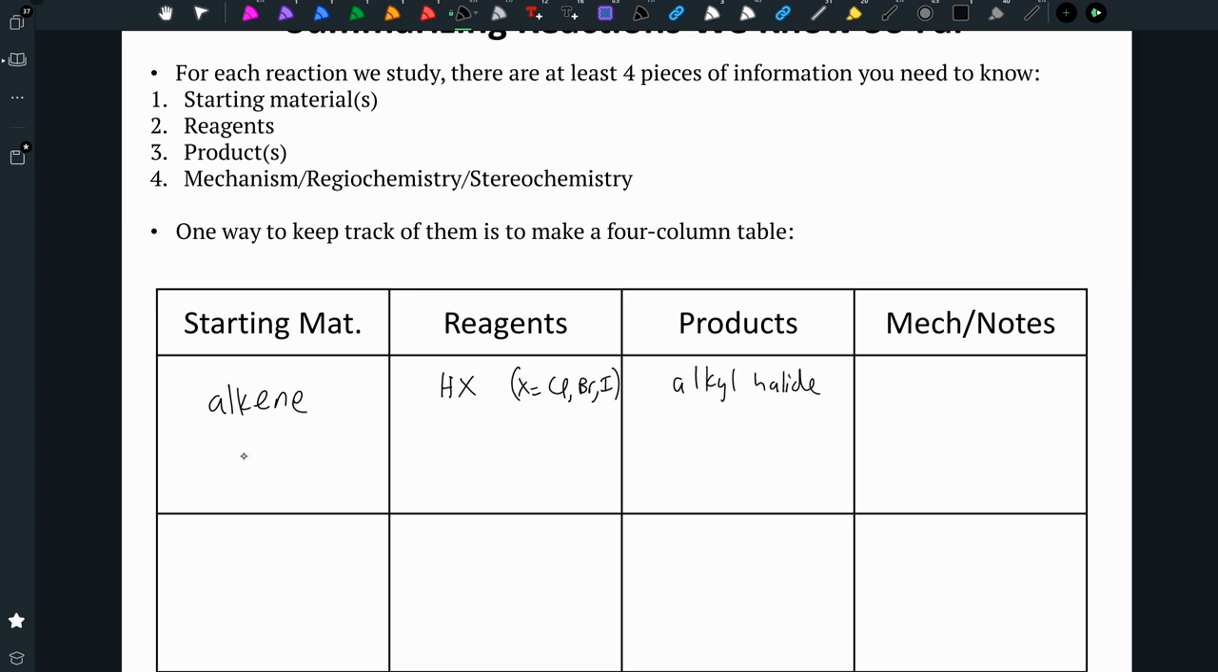I may want to include an example. So if I start with this alkene and I react with HCl, I would make an alkyl halide. The chlorine would go to the more substituted carbon of the double bond. Hydrogen goes to the less substituted carbon. So for notes about this, I might say it goes through a carbocation. I would say Cl or X goes to the more substituted carbon. And that would be one of my entries.